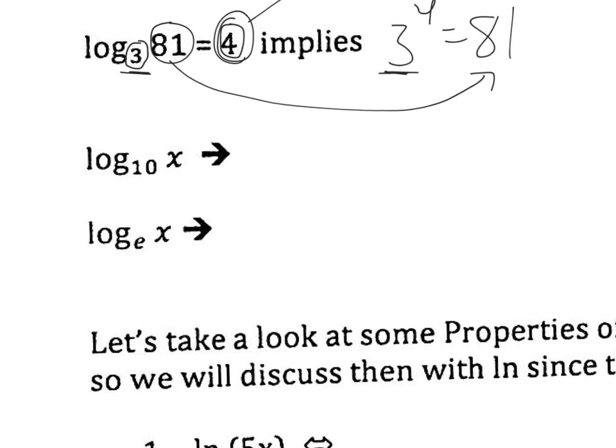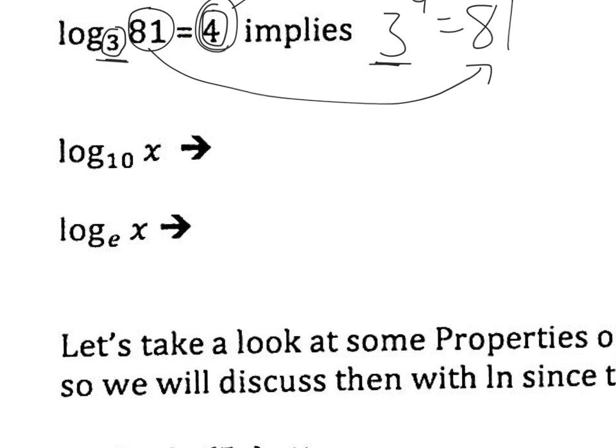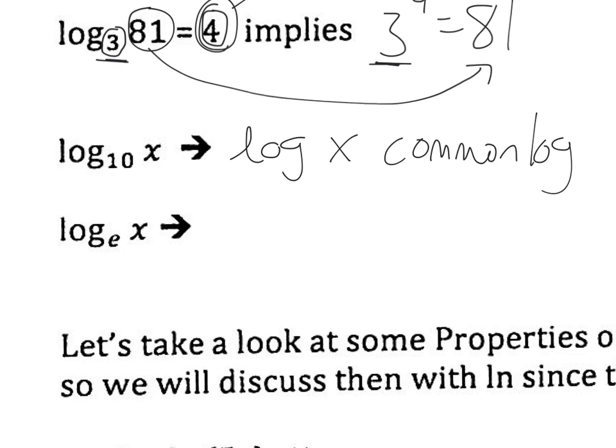Well, let's say we wanted to write log base 10 of x. So log base 10 of x, we can write this in another way. There are two really commonly used logs. If you see log base 10, typically you'll see just log of x without the base 10 there. And we call this the common log. So if you see directions that say use common logs, they're referring to log base 10.